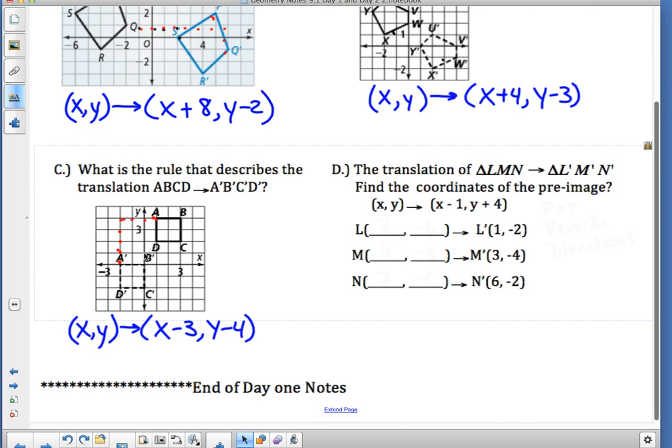The translation of LMN to triangle L prime, M prime, N prime. Okay, find the coordinates of the pre-image. Uh-oh. Uh-oh. What do we do, Mike? Translation God. Yes, that's what we're going to do.